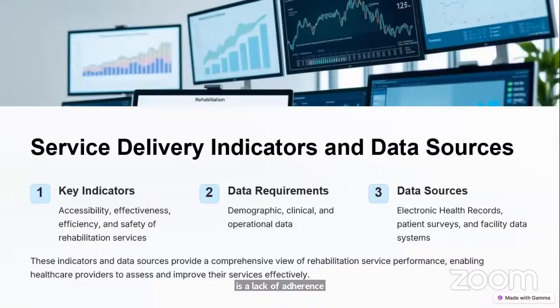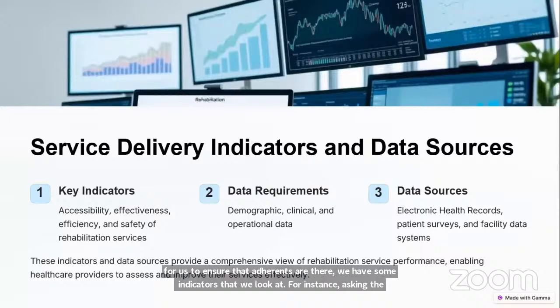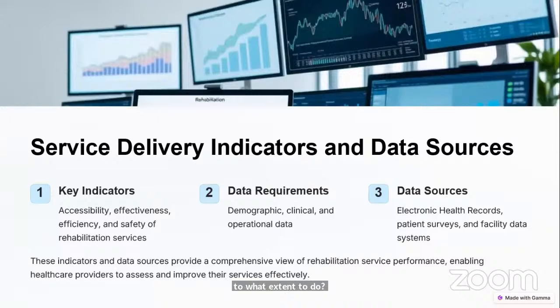So for us to ensure that adherence is there, we have some indicators that we look at. For instance, asking the client how effectively he does what you asked him to do. With that, it will make the client adhere to improvement. All these determine or describe the effectiveness of the services, right? And others include achievement of the goals that we set.